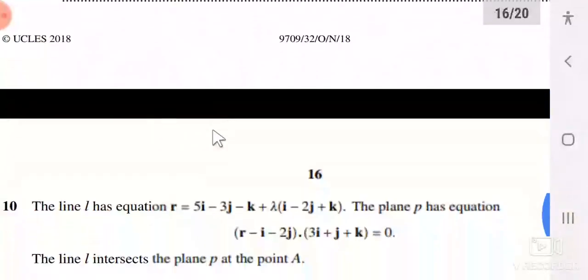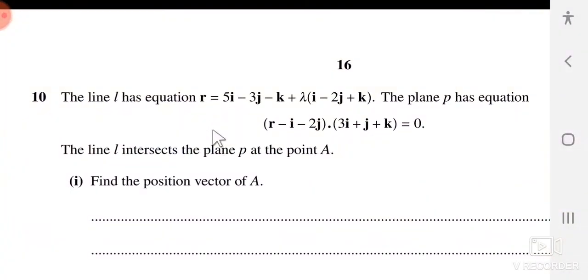Now moving next. My dear, this is a plane question again. So planes have been excluded from your syllabus, so I'm skipping this question right now. Next time, inshallah, I will explain only vectors questions, not planes questions, and I will give you a detailed explanation on that. Okay, never miss that.